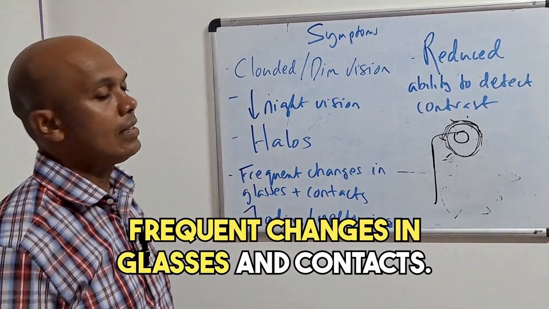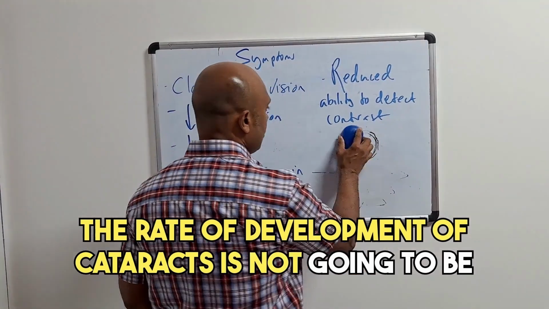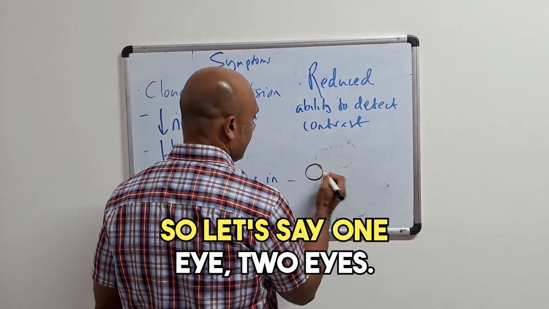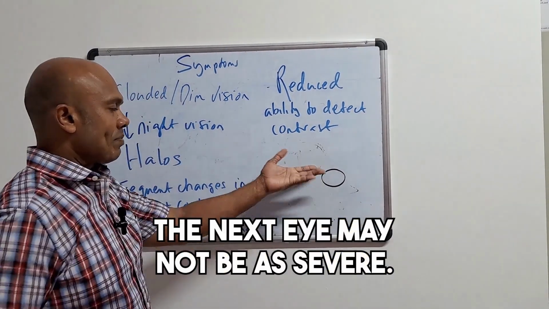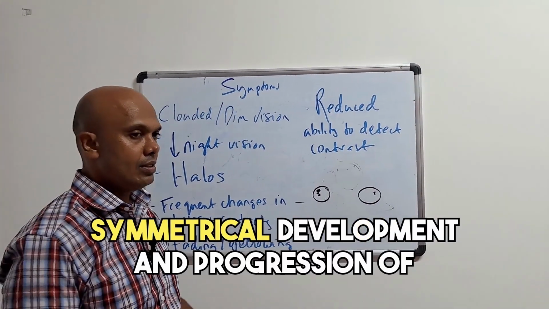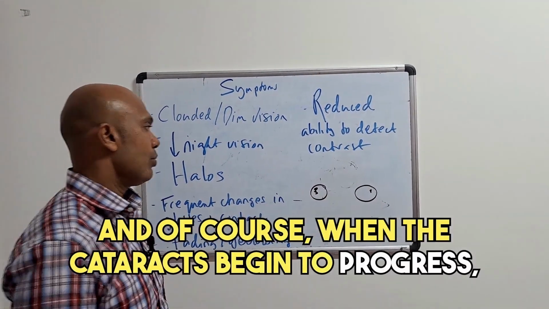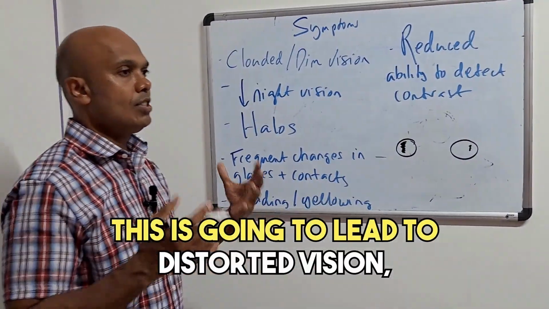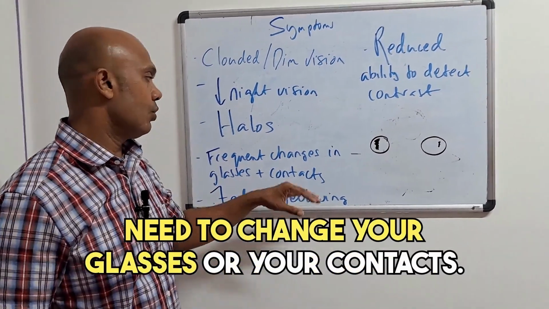Frequent changes in glasses and contacts. Now, when you have cataracts, the rate of development of cataracts is not going to be the same in both eyes. So, let's say this eye has a cataract developing. The next eye may not be as severe, maybe a bit less. There's not going to be symmetrical development and progression of cataracts in both eyes. And of course, when the cataracts begin to progress, you may find one is going to progress faster than the other. And this is going to lead to distorted vision, blurred vision, leading to this very frequent need to change your glasses or your contacts.